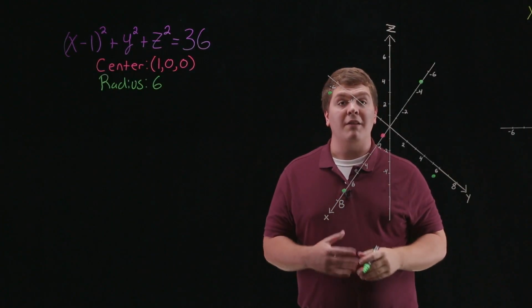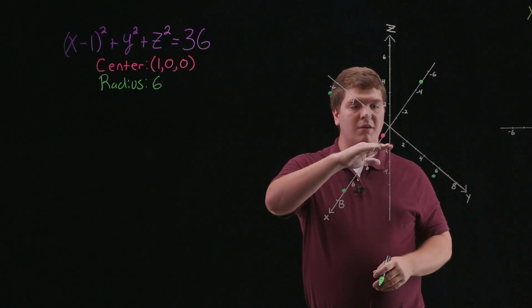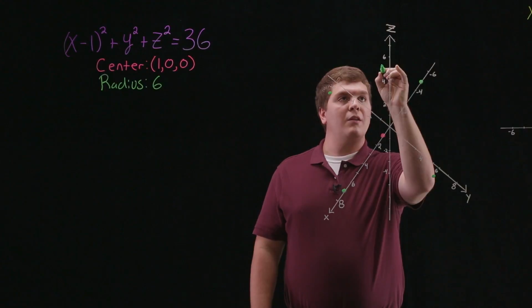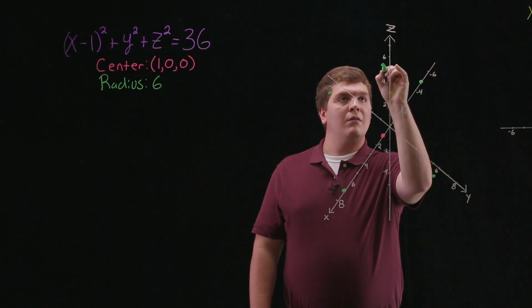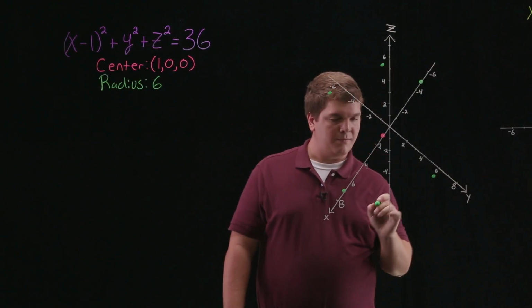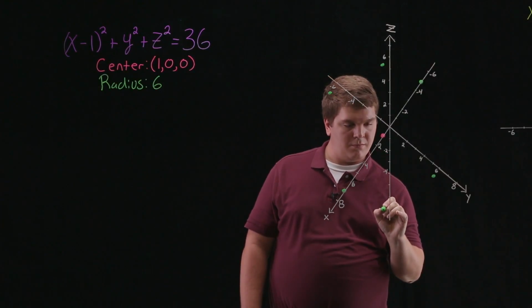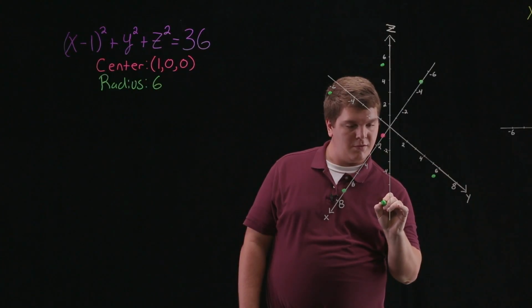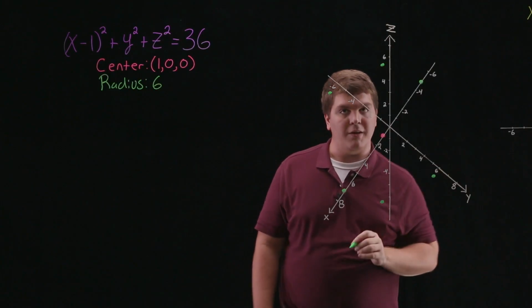And finally, we have to consider the z direction. So we'll start at our center. We'll move up 6 units. So that'll put us right about here. And we'll also move down 6 units. So that'll put us somewhere right about here.